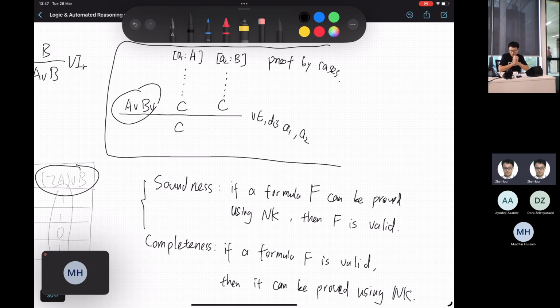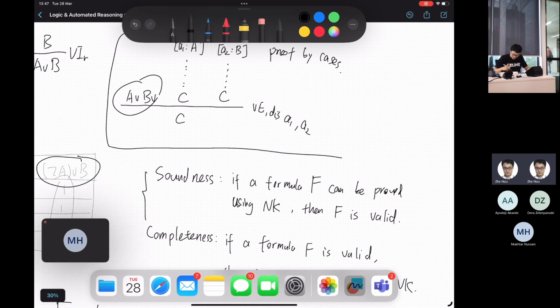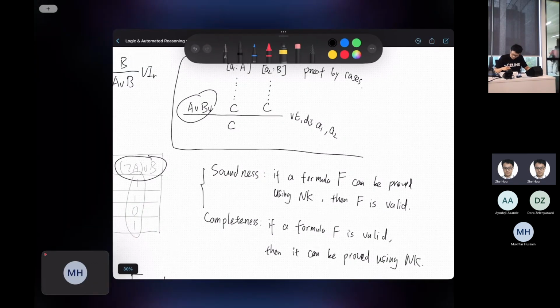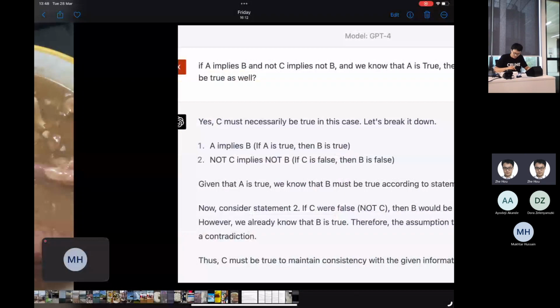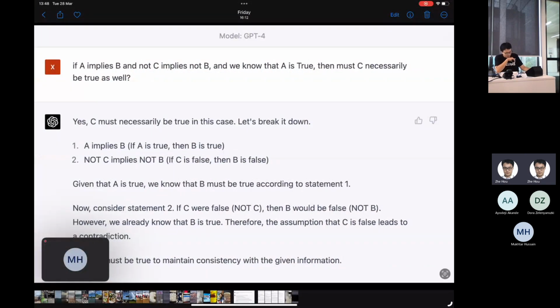And now we can use it to prove some examples. We have 10 minutes left, so let's do one example, the one from ChatGPT. It says A implies B, and this one's actually quite complex, but we can break it down a little bit. Not C implies not B, and A is true. And what about C?